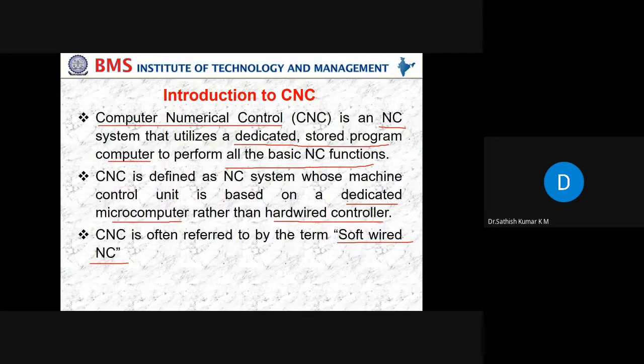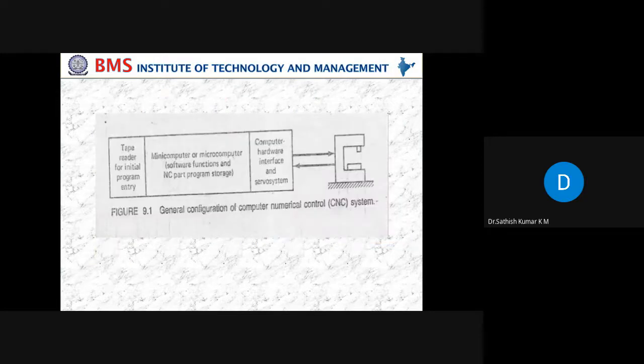Now, if you observe the simple configuration of a CNC, it looks something like this. First we have what is called the program entry. This program tape reader is for NC. Now you just remove this. You have the initial program entry.